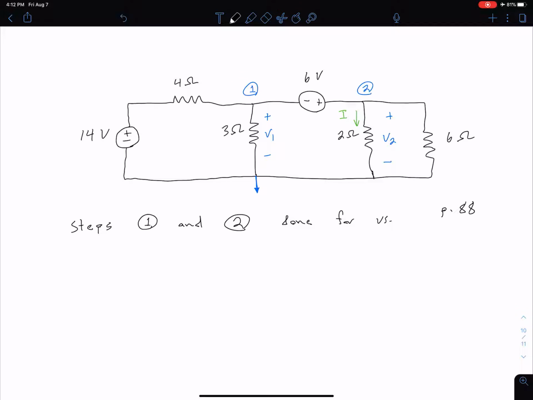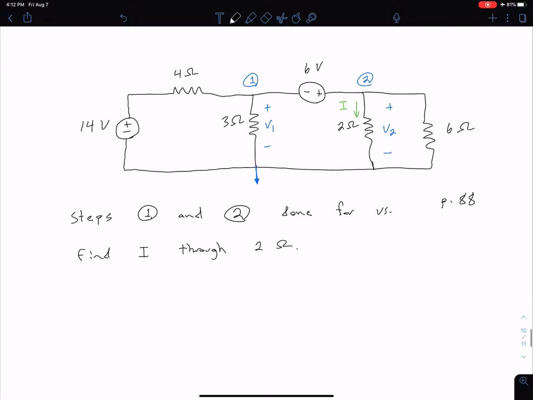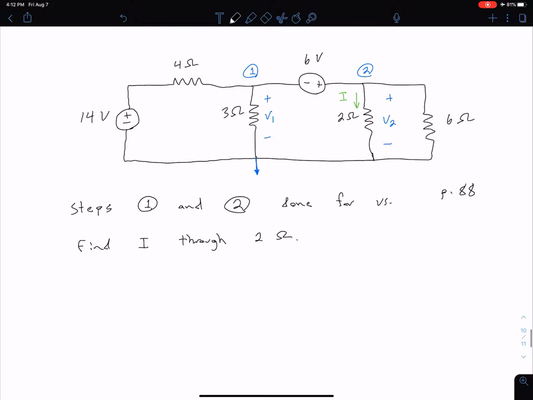And what we're trying to find here is this current, which is in green. So we want to find I through our 2 ohm resistor. Okay, so steps 1 and 2 were already done for us, so let's start in on step 3, which is writing those KCL equations at each of our essential nodes that is not the reference node.